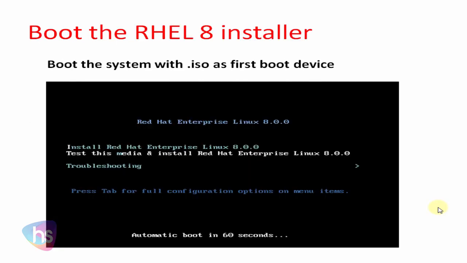This is the screen to boot the RHEL 8 installer. Once you have set your boot media device as the first boot device, this screen will be displayed. Here you can skip the installation media verification, that is the test option, the second option shown here. The first option is install Red Hat Enterprise Linux 8.0. You can select that one, hit enter and start the setup automatically.